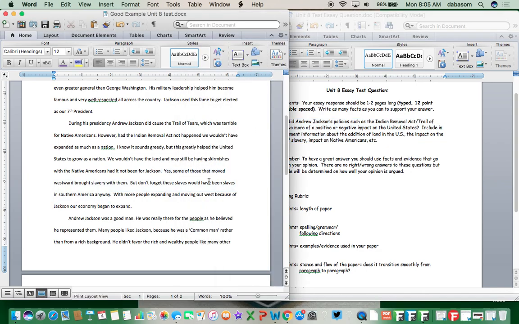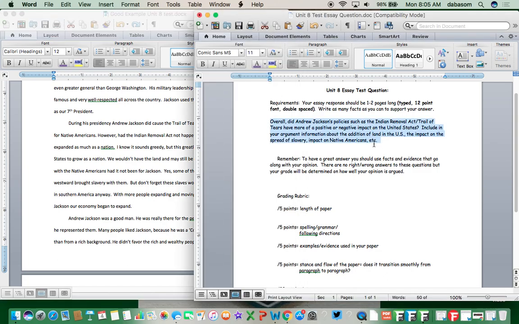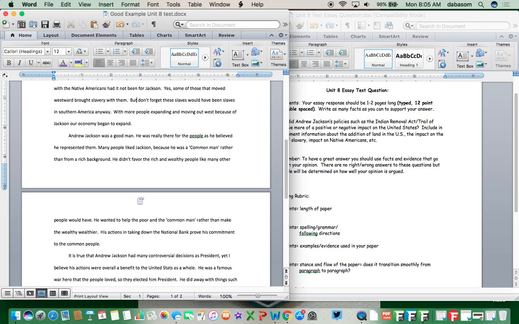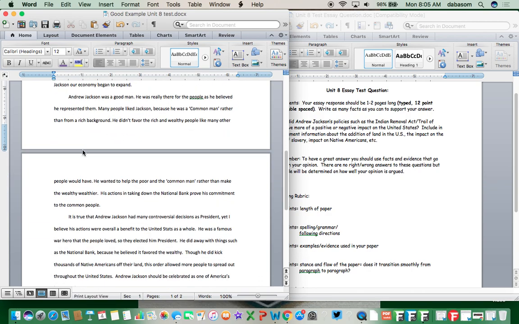But don't forget these slaves would have been slaves in Southern America anyway. With more people expanding and moving out west because of Jackson, our economy began to expand. So again, covering what we were wanting to talk about here. Next paragraph. Andrew Jackson was a good man.